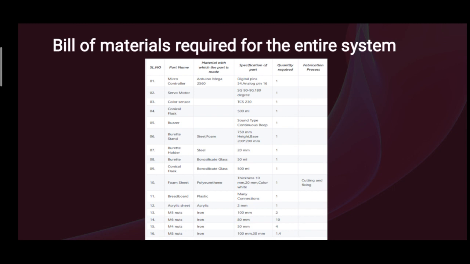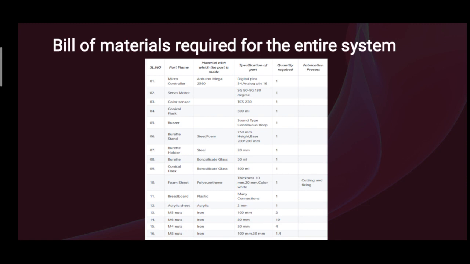And for color sensor, we are using TCS230 color sensor, and a conical flask with a maximum volume 500 ml, and a buzzer with the sound type continuous beep. Burette stand which is made up of steel and foam with the height 750 mm and the base is 200 by 200 mm. Burette holder which is also made up of steel with 20 mm, and the burette which is made up of borosilicate glass with the maximum volume 50 ml, and the conical flask which is also made up of borosilicate glass with the maximum volume 500 ml.